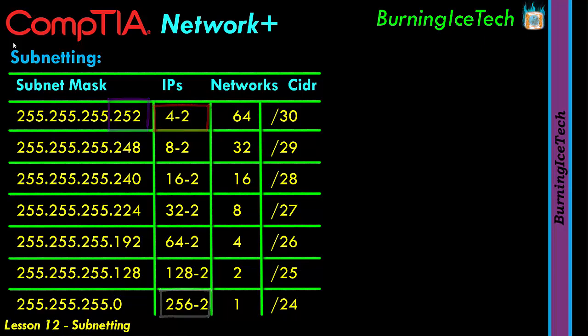Now, with regards to having multiple networks, we've established, of course, that the 255.255.255.0 is the normal one. We only have one network. And you can actually draw this as a pyramid. There are many ways you can draw this.